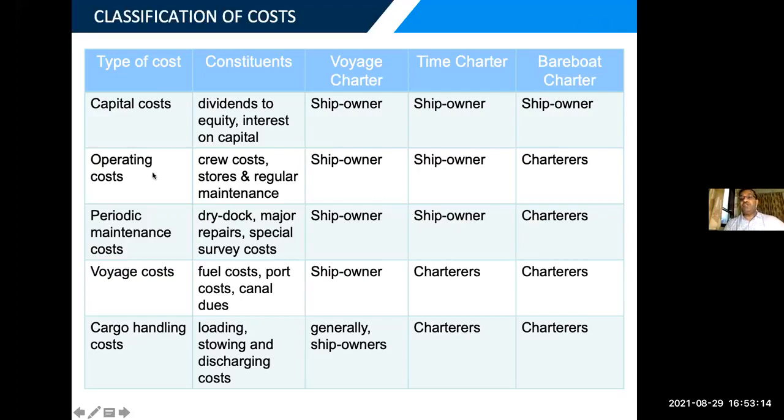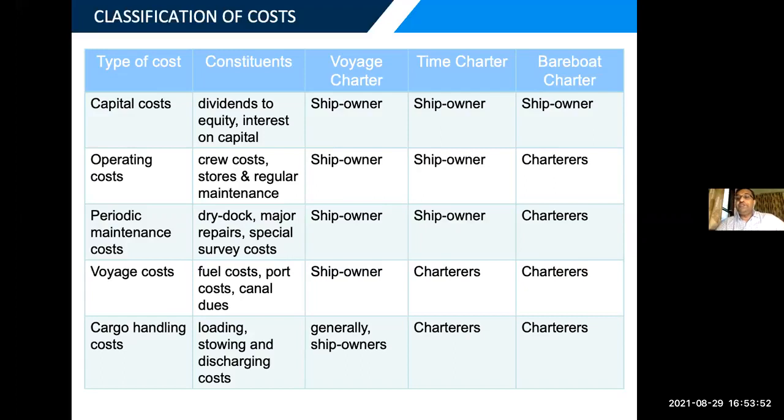Okay. Next comes the operating cost. When you say operating cost, this is cost towards the manning and maintenance: crew costs, stores. You may know the ship has to be given a lot of store items: polypropylene ropes, marine paints, lube oil, then charts and navigational papers. All these are to be supplied to the ship. For regular maintenance, you have to give a lot of equipment and spares to the ship. So this is all part of your operating cost.